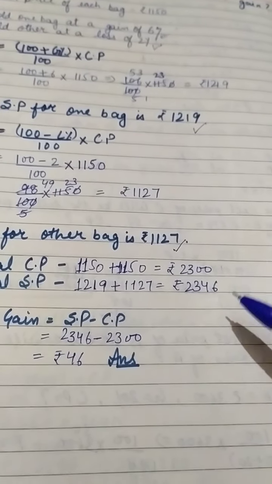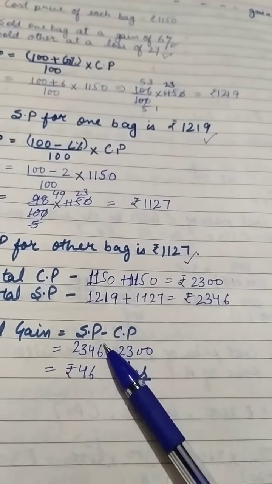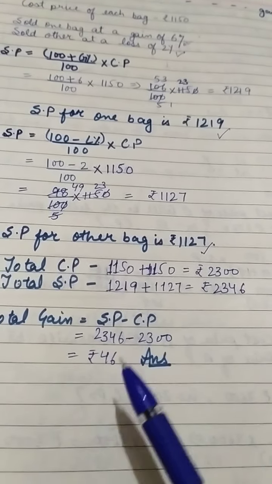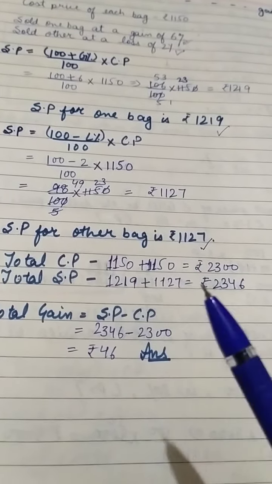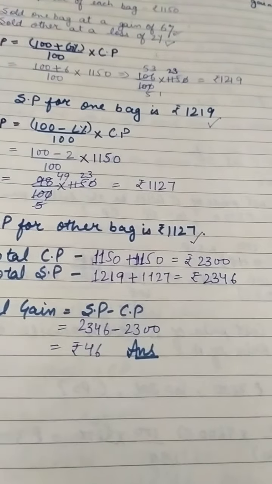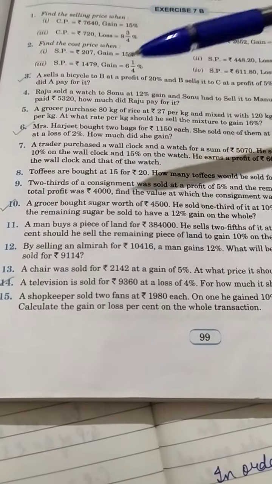Now you can see we have gain. She has gain in this transaction. So as selling price minus cost price, then we have 46 rupees gain. Okay, we have to find only gain, not gain percent. So our answer is 46 rupees. Clear? Now see the 10th one.